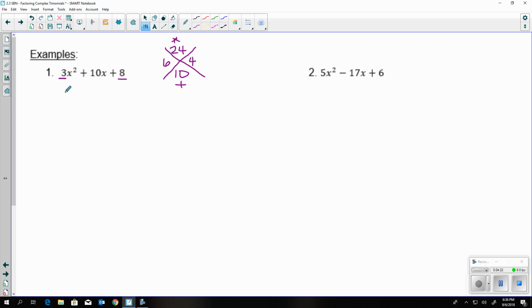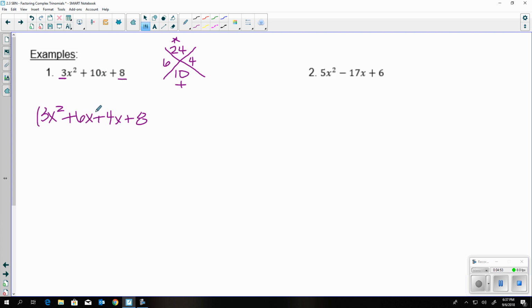So we're going to take 3x squared, and instead of saying plus 10x, I'm going to rewrite it with my 2 new middle terms. So I'm basically taking that 10x and splitting it into 2 different numbers. They still add up to the middle number that we started with, but by doing this, this is going to let us factor by grouping. So 6x plus 4x is 10x. I have the same thing, but now I can factor by grouping because I have 4 terms. So group the first 2, group the second 2.